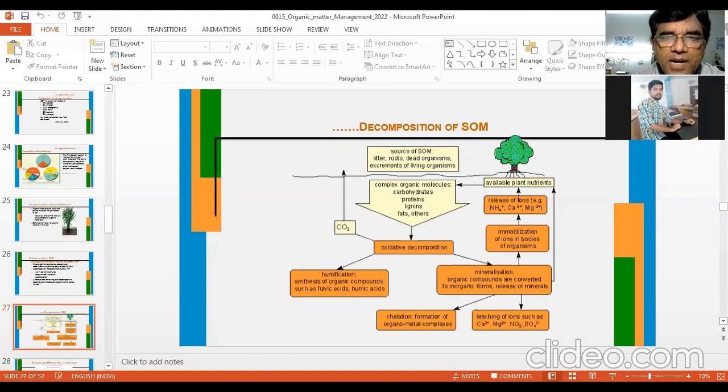So they happen side by side. And then mineralization: once the minerals are formed, the minerals can leach down, the minerals can form some chelating complexes, or these minerals can be immobilized by the plant, by the organisms in soil, or then the organism can release them. Some can be used by organisms, some can be used by plants, plant roots, and some can be fixed, some can be immobilized. So this is how the decomposition of soil organic matter happens.